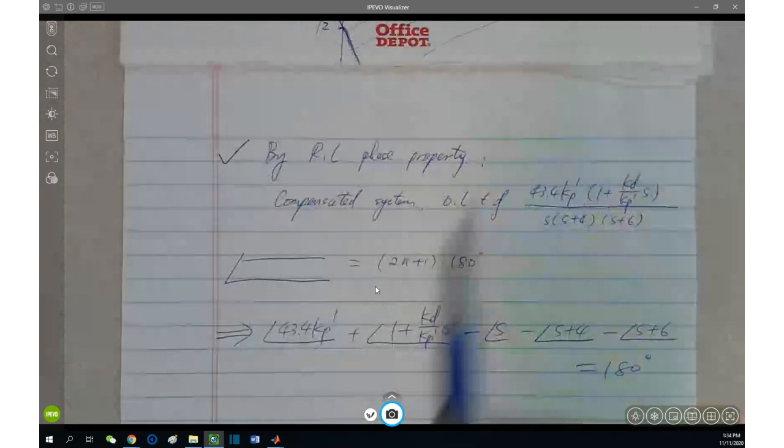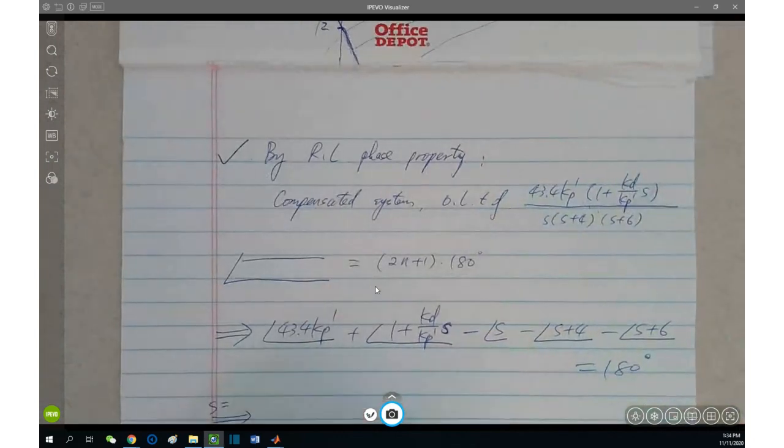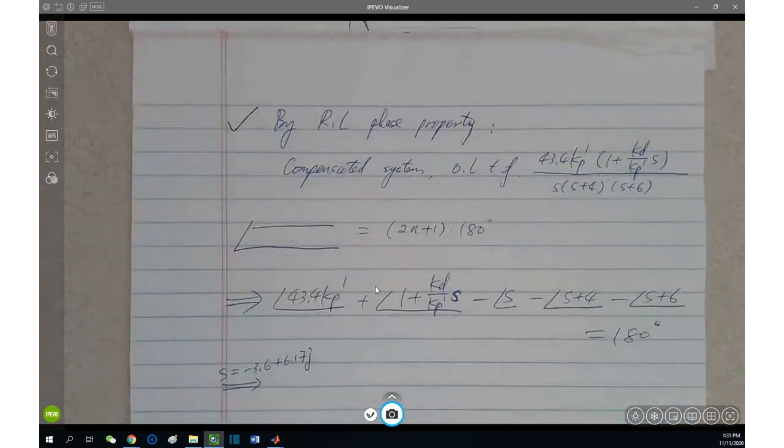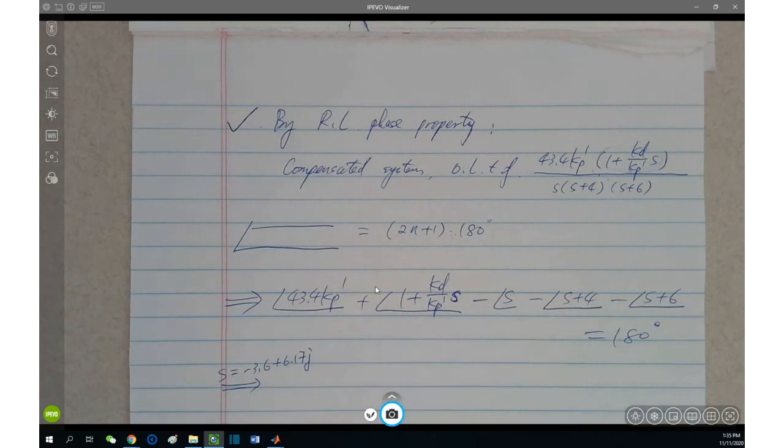So s equals, obviously we just need one, so let's just substitute negative 3.6 plus 61.17j. We just need to substitute one. After substituting one, tell me, this is one equation, how many unknowns? In this phase property equation, how many unknowns? Two, very good. Alex is right again. So who are those two, by the way?